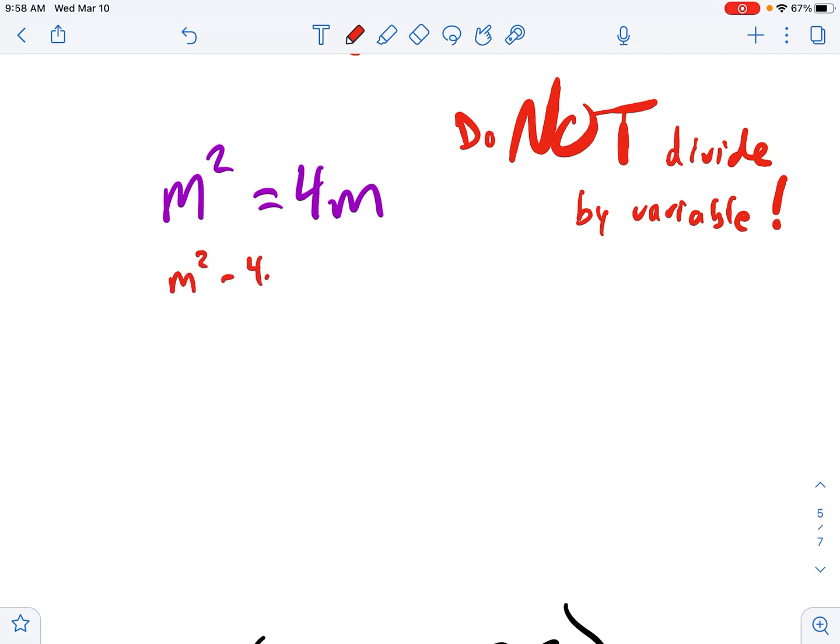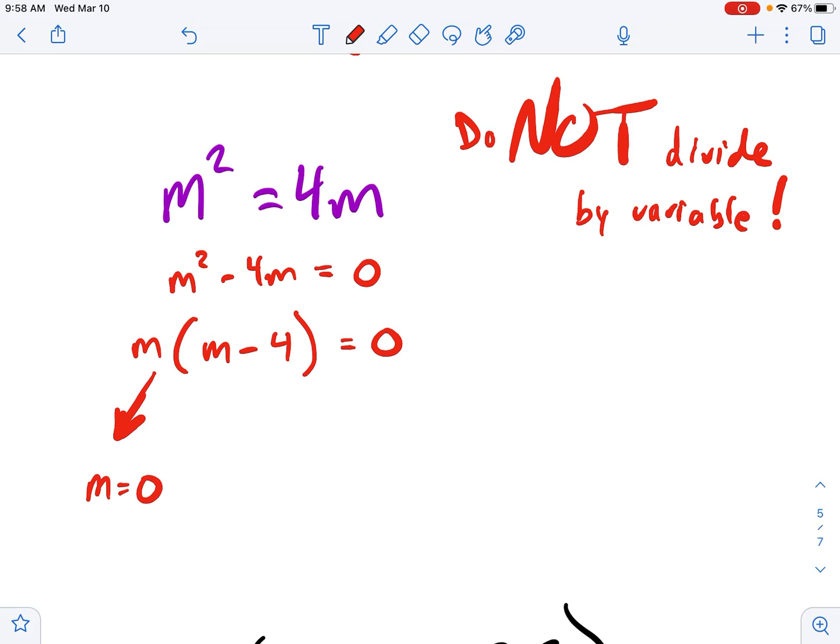So what we want to do is set everything equal to 0. Now I don't see a difference of squares, I don't see a trinomial. I'll look for a GCF, so now I'm going to bring a GCF out. Okay, so I set this factor equal to 0. Don't forget about this one. And I set this factor equal to 0. So m could be 0 or 4.